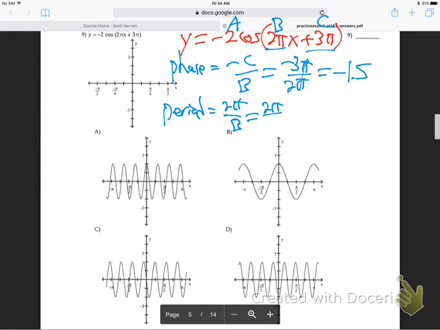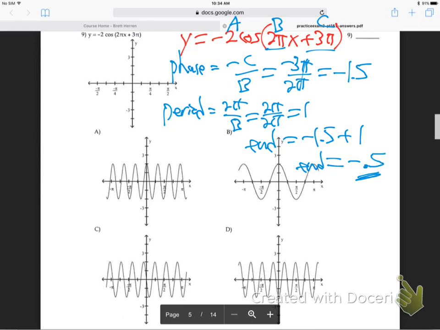And then the period is 2 pi over B. What's B? 2 pi. So the period's 1. So it ends at negative 1.5 plus 1, right? Which is negative 0.5. So it ends at negative 0.5. That's where the first cycle ends.